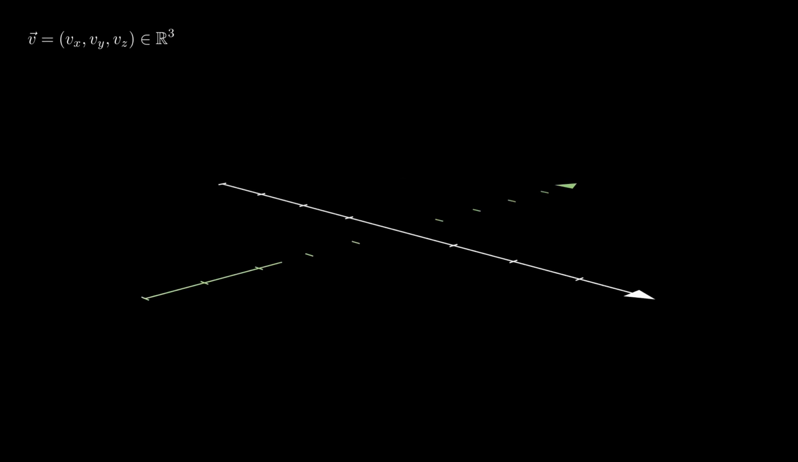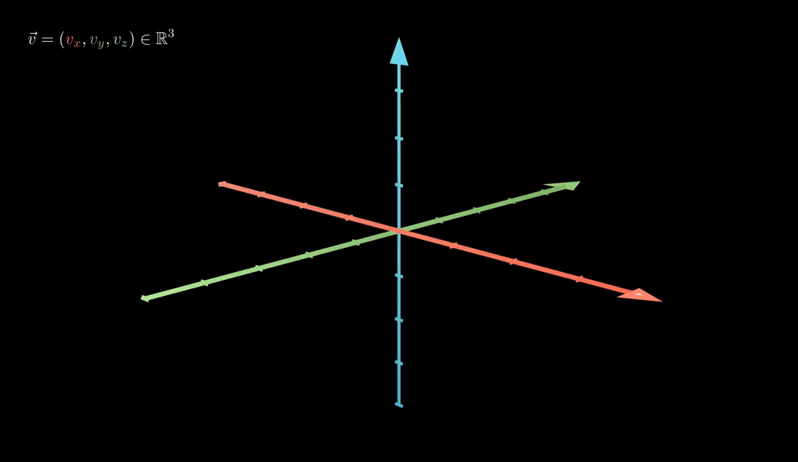Now, mathematically, a vector in 3 dimensions is written like this. At first, this notation may look abstract, but it's actually describing something very simple. The symbol R represents the real numbers, and the exponent 3 tells us that we need 3 of them. One number for the x direction, one number for the y direction, and one for the z direction. And together, these components describe a vector in 3-dimensional space.